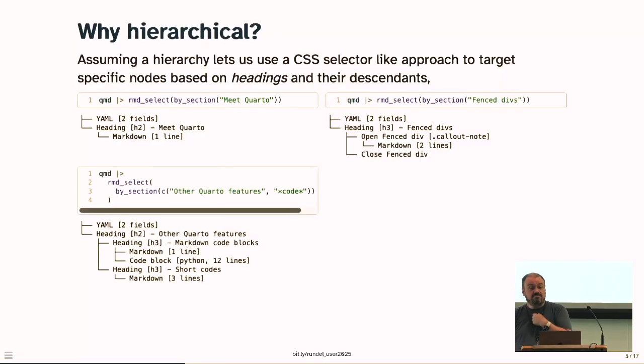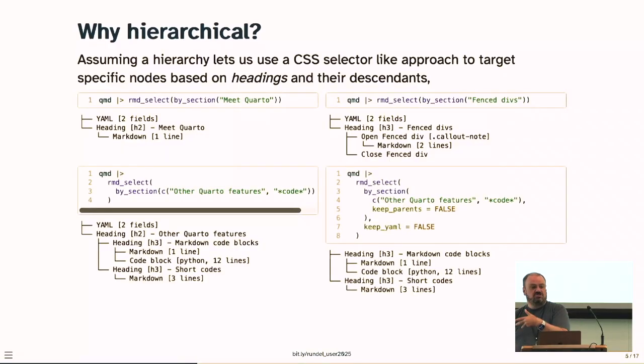We can get fancier, so we can use wildcards. Again, we allow for globbing for wildcard matching. So in this case, I'm saying find the other Quarto features section, or the heading, and within that there needs to be another child heading that has codes somewhere in it, and that's what we're going to grab and pull out. And note here, we maintain that hierarchy when we pull it out, so we get both the other Quarto heading and then the ones below it, but none of the sibling things that weren't specified in the selector. If you don't want the parents, you can turn that off.